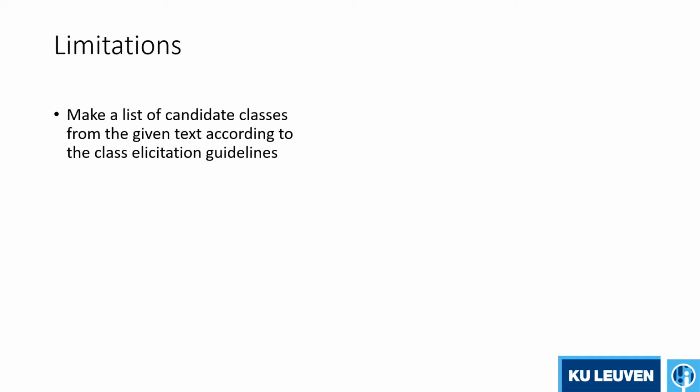While Bloom's taxonomy is very useful, it also has certain limitations. Consider, for example, the following task. Make a list of candidate classes from the given text according to the class elicitation guidelines. This means you have to know about elicitation guidelines. You have to remember them. You have to understand them. And of course, you have to apply them in this case. But by the fact that you apply them, you also create things. You create classes. So very often, a particular task cannot be uniquely classified in Bloom's taxonomy.